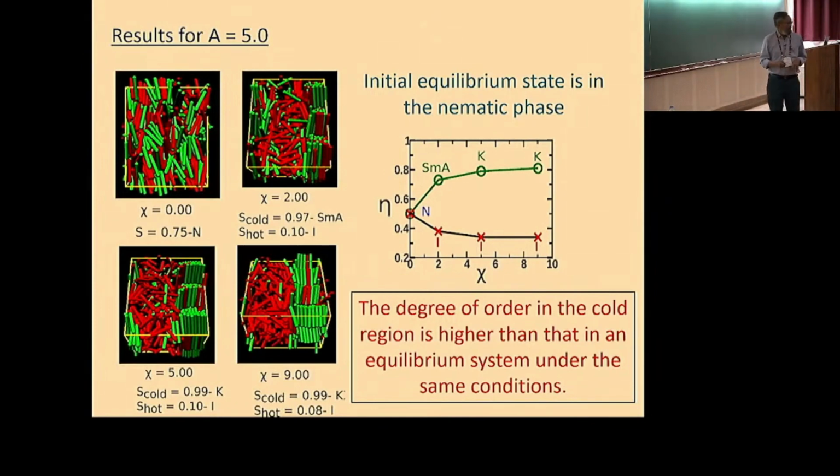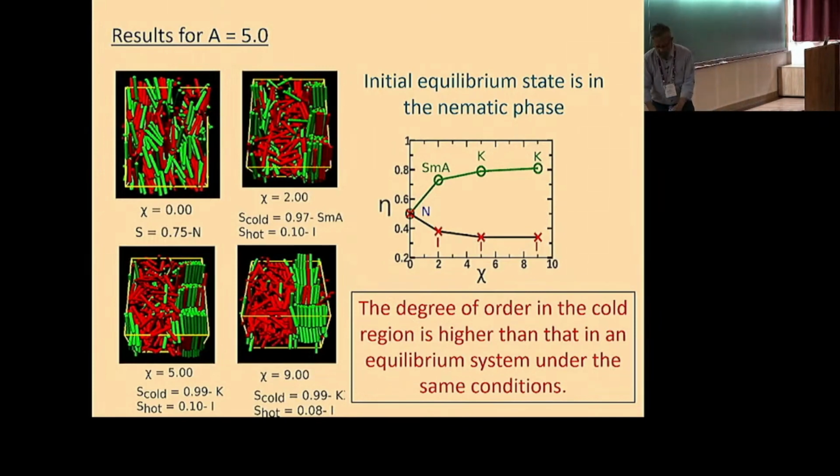Whereas, of course, the hot particles, although they were nematic to begin with, are in the isotropic phase. So this is the basic phenomenology that we see also in the liquid crystal system, that the degree of order in the cold region is higher than that in an equilibrium system under the same conditions. This was the same thing when we were looking at Lennard-Jones particles that ordered into a crystalline state, which one would not see in an equilibrium system at those densities and temperatures. But here also a similar thing is happening.